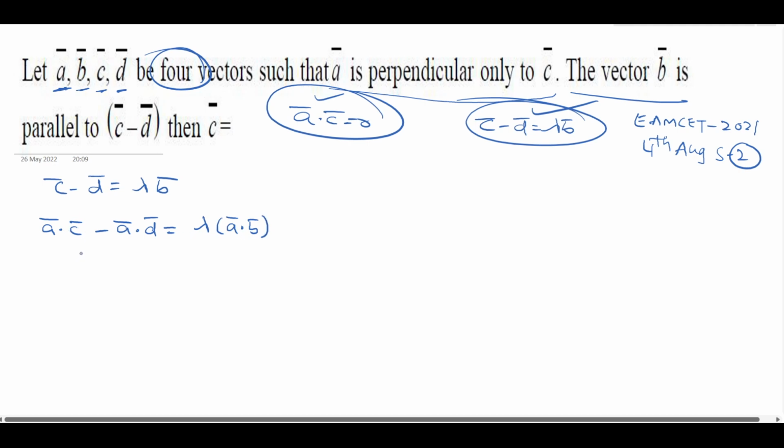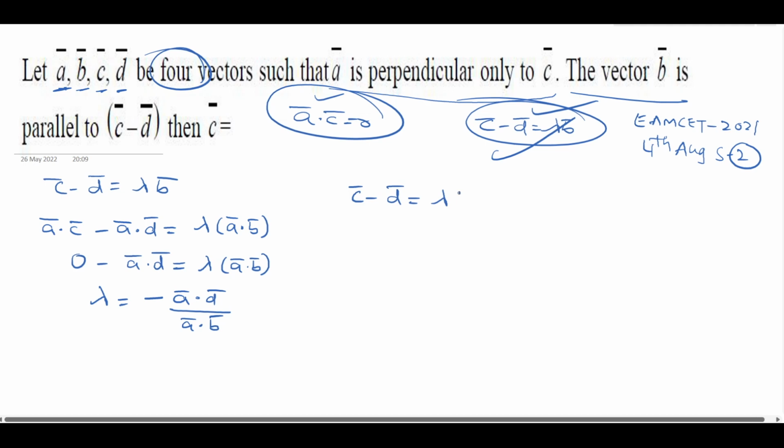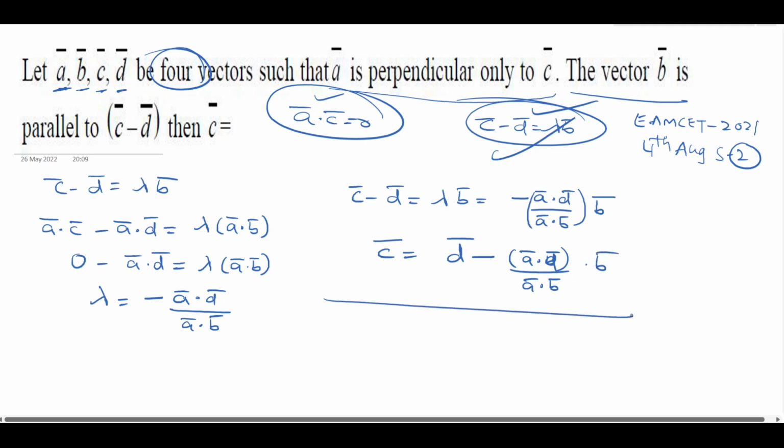Here A bar dot C bar is 0, that is 0 minus A bar dot D bar is equal to lambda into A bar minus B bar. From this, lambda is equal to minus of A bar dot D bar by A bar dot B bar. Substituting lambda value in this equation, that is C bar minus D bar is equal to lambda B bar, that is equal to lambda, that is minus of A bar dot D bar by A bar dot B bar into B bar. From this, C bar is equal to D bar minus of A bar dot D bar by A bar dot B bar into B bar. This is the required answer.